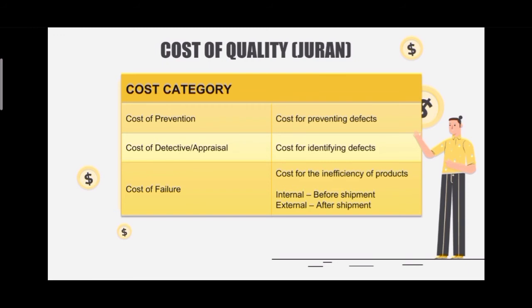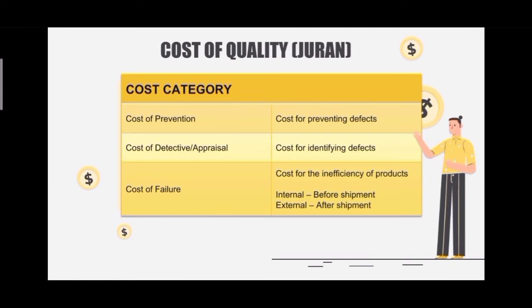So this is basically the same as our first model. So first we have the cost of prevention, which is the associated cost for preventing defects or defective products. Next is the cost of detection or appraisal, which is the cost for identifying the defects in the products. Next is the cost of failure, which are the costs for the inefficiency of products.